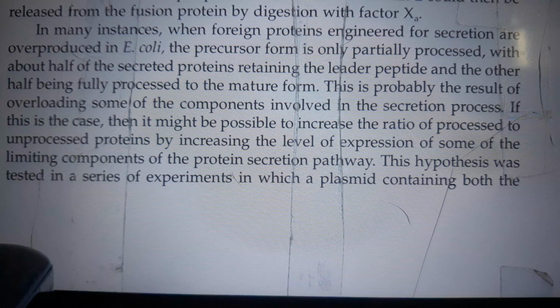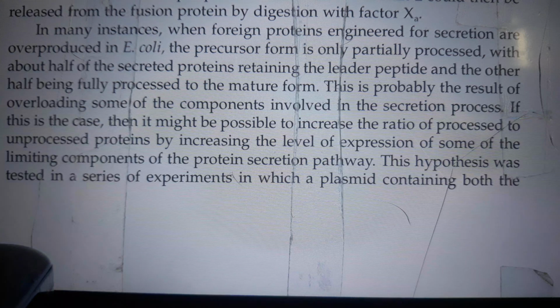In many instances, when foreign proteins engineered for secretion are overproduced in E. coli, the precursor form is only partially processed, with about half of the secreted proteins retaining the leader peptide and the other half being fully processed to the mature form. This is probably the result of overloading some of the components involved in the secretion process. If this is the case, then it might be possible to increase the ratio of processed to unprocessed proteins by increasing the level of expression of some of the limiting components of the protein secretion pathway.